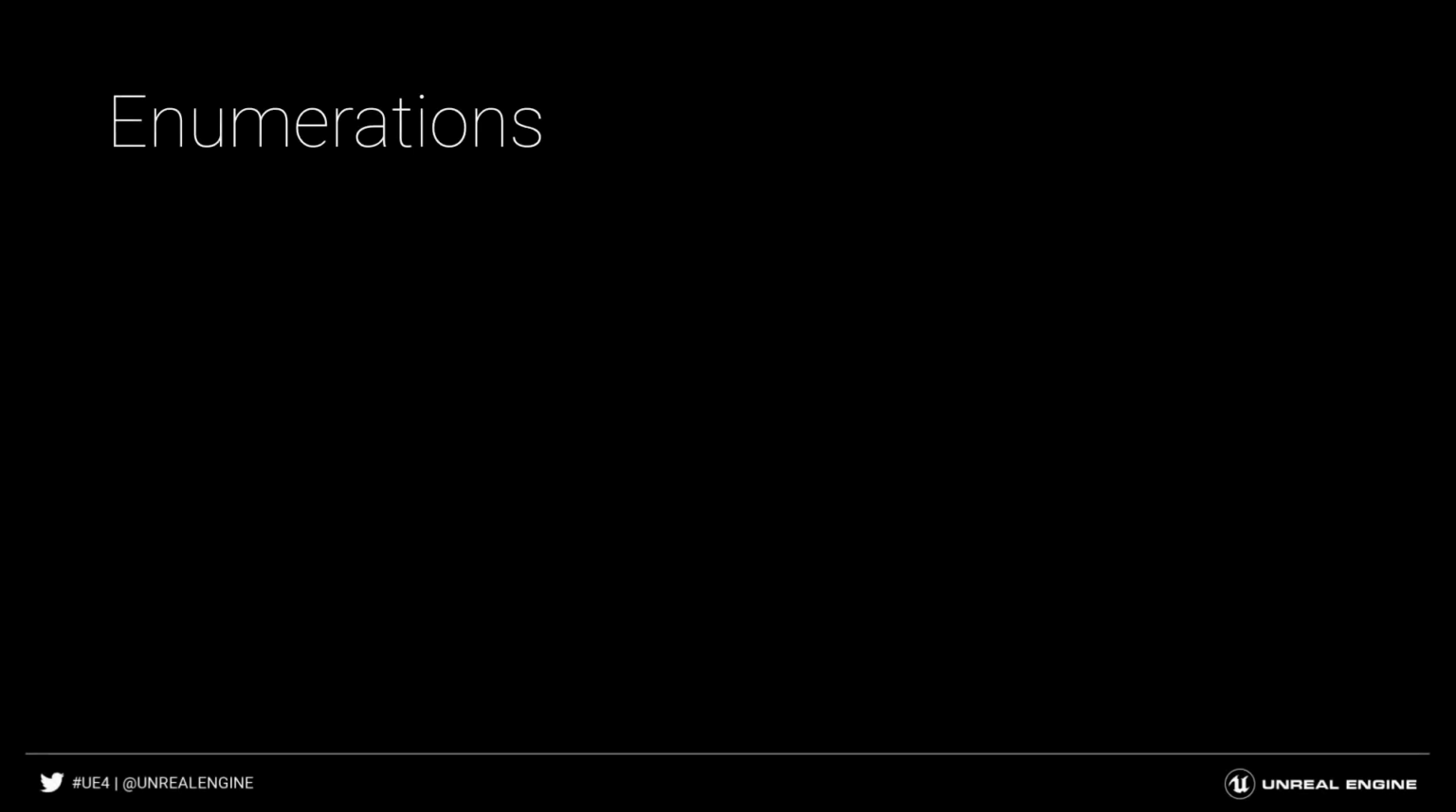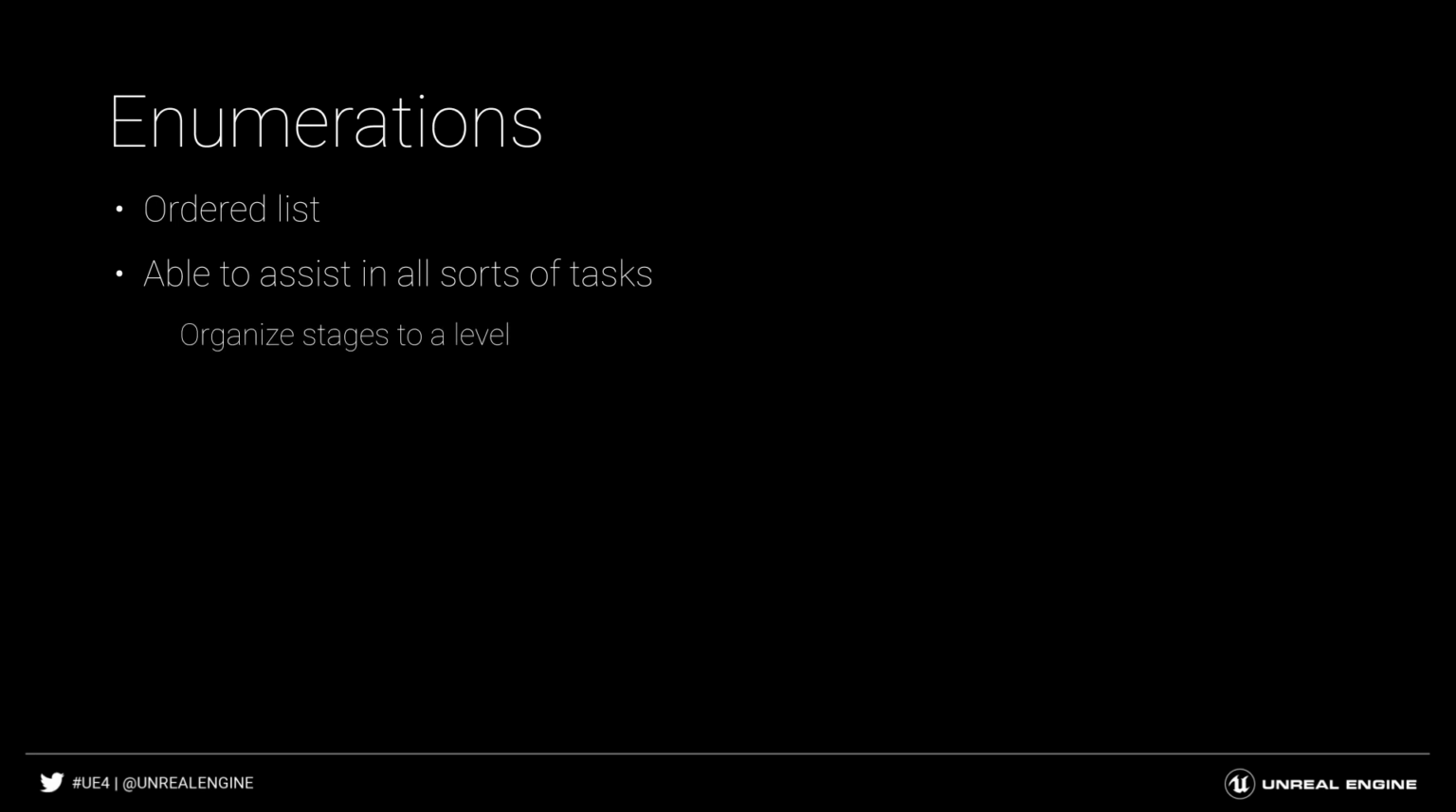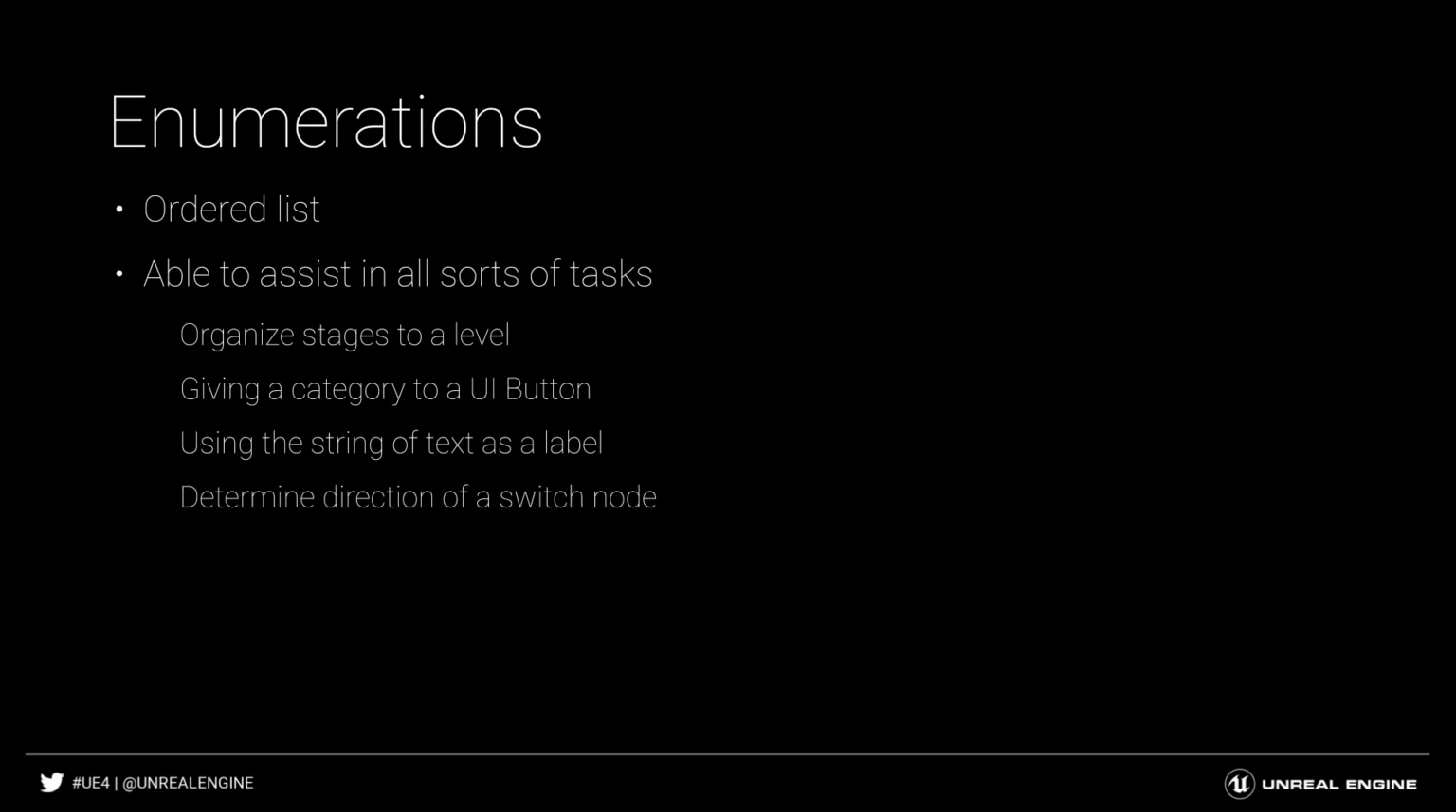We are going to start by creating a new asset type called an enumeration. This is simply an ordered list we can build and use to assist us in performing all sorts of tasks, from organizing stages to a level, giving a category to a UI button, using a string of text that makes up a given enumerator and using it as a label, or determining your logic based on the value in a switch node. I could go on, but I think you get the picture.